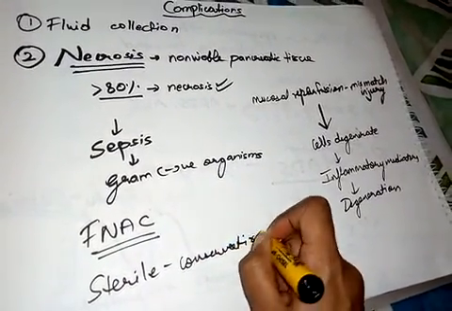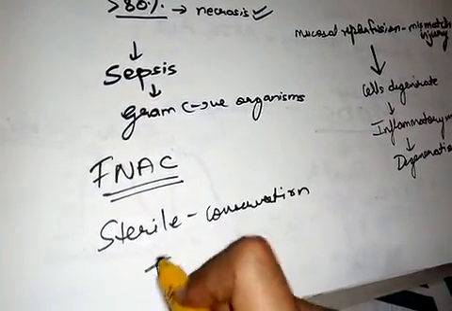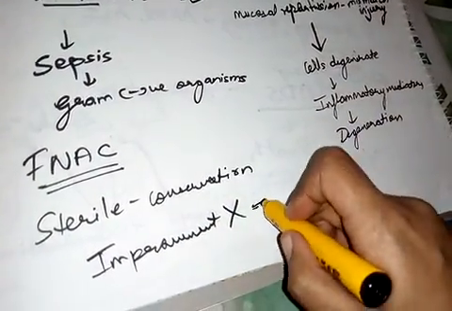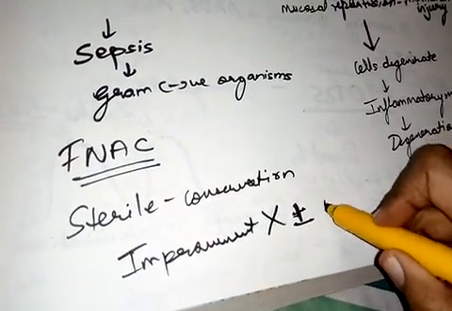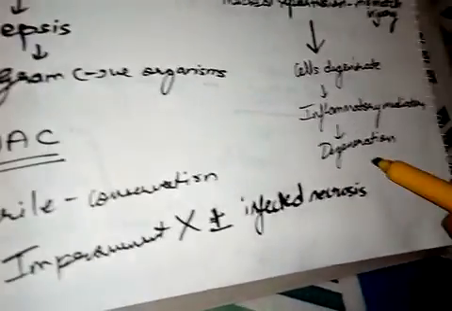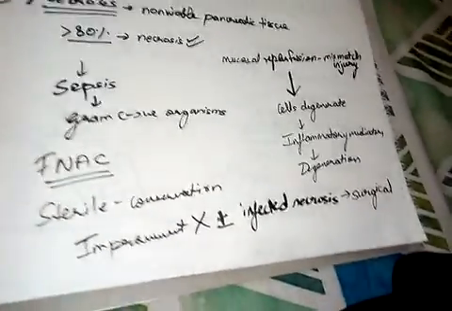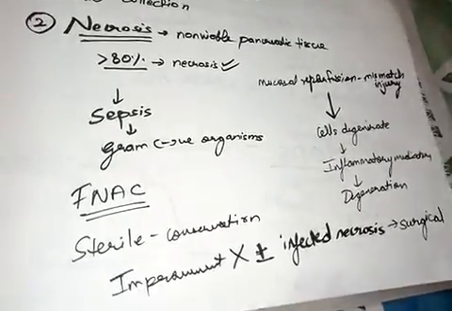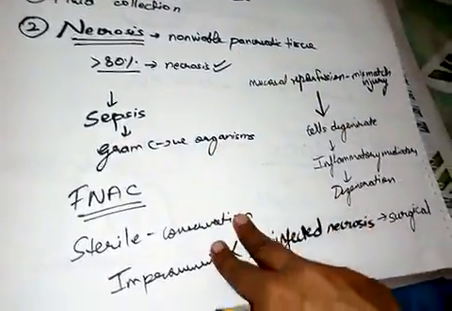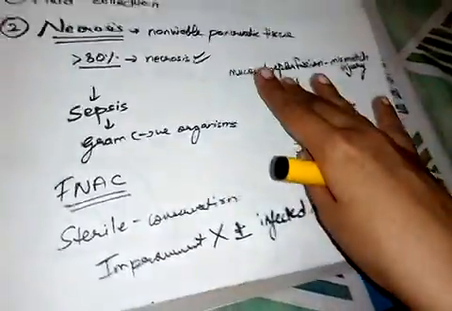If the patient improves, it's okay. If the patient doesn't improve, meaning there is lack of improvement, plus or minus infected necrosis, then you have to go for surgical intervention. Surgery in acute pancreatitis is seldom needed. Most of the time, as I have already discussed, we will conservatively manage the patient. But if there is infected necrosis, then you have to go for surgical intervention. And also, when the patient is not improving on conservative management, then you have to open and explore the patient.